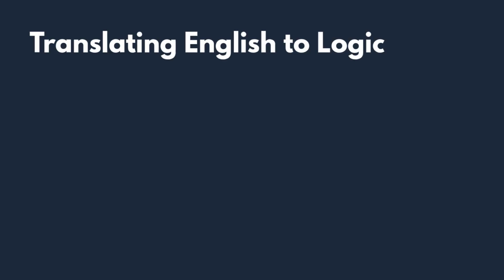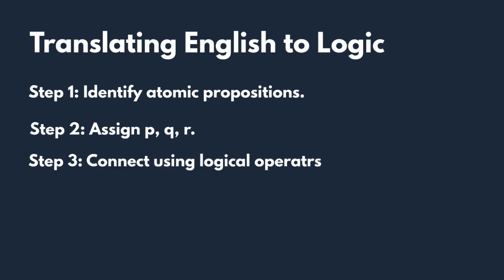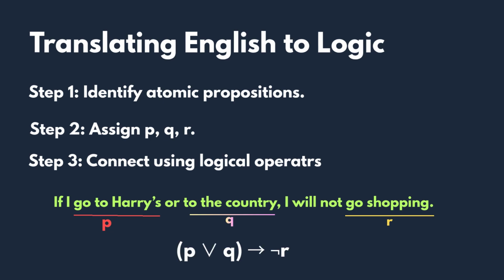So if we're supposed to translate English to logic, we should remember these three steps. Step 1. Identify atomic propositions. Step 2. Assign P, Q, R. Step 3. Connect using logical operators. Example. If I go to Harry's or to the country, I will not go shopping. This becomes this. If we were told to translate this English sentence into a logical proposition, we would write this. These types of translation questions are exam favorites.